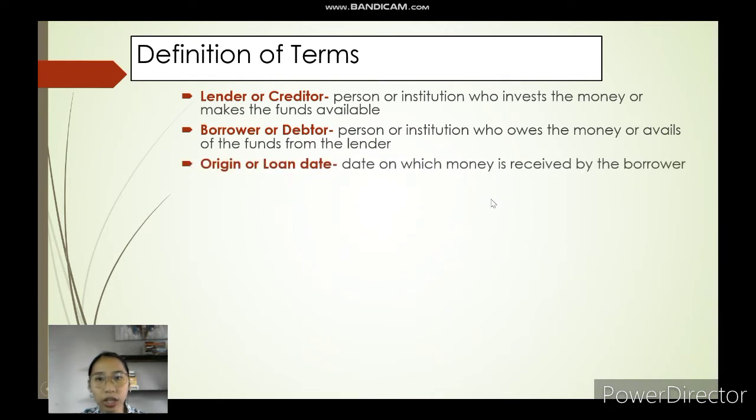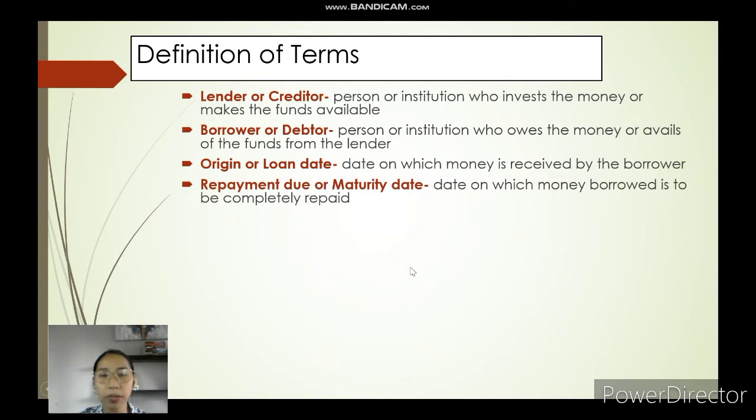Next is origin or loan date. This is the date on which money is received by the borrower. So, the moment nga mag-utang ka, siyempre naay date, ana. That is called origin. Next one is the repayment due or maturity date. This is the date on which money borrowed is to be completely repaid. So, pag mag-utang ta, kung unsa nga date nga nanghiram ta, dapat naay date nga kung asa tong uli or fully paid ang atong gihiram. So, that is called maturity date.